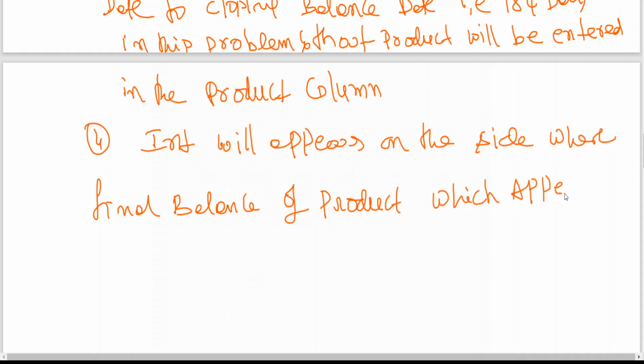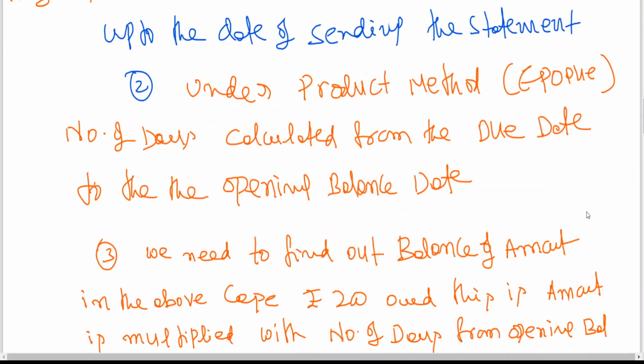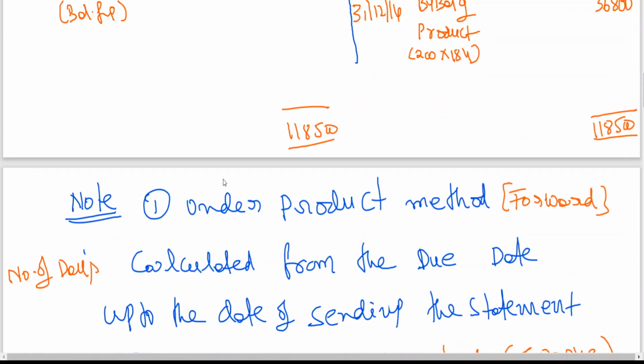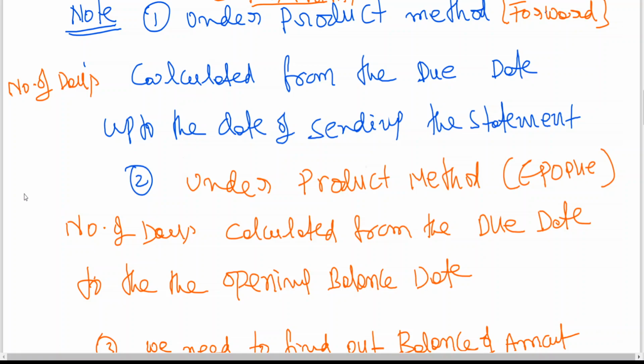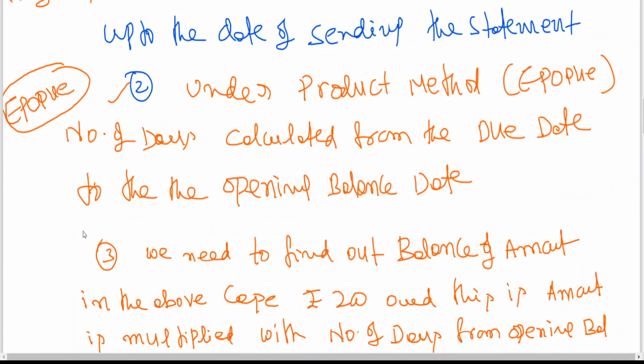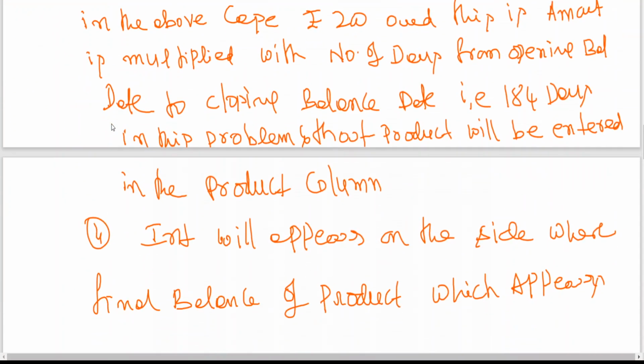Under which method are we talking about? These are important points under the epoch method. Of course, first I have given the comparison. These all are important points on the epoch method. Second is the epoch method, third is the epoch method, fourth is the epoch method. Clear to all of you?